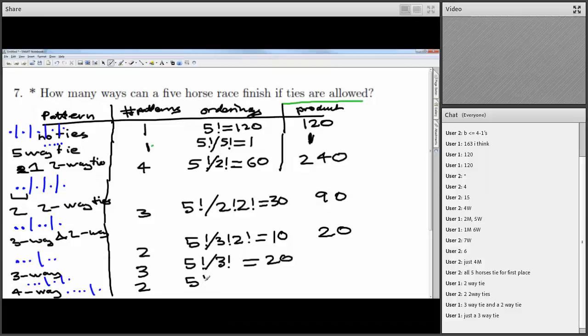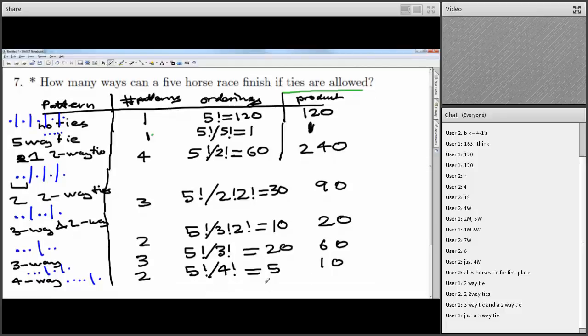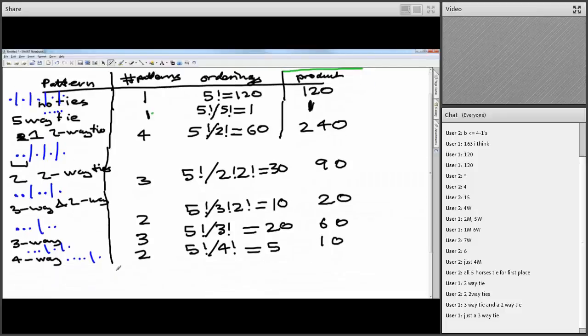And the number of ways of ordering that would be 5 factorial divided by the number of ways of ordering the tie within the tie itself. And so you've got 5 different ways of ordering the tie, just picking who the other person is essentially. So taking products, you get 60 and 10. And that's all the options, I think. So if you think of anything else, let me know.